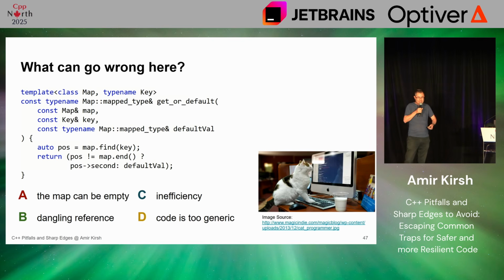So we call get all default with the map, the key, and the default value. It looks for the key in the map. If it doesn't find the key, then it returns the default value. What is your vote on the actual problem that may appear here? Maybe the map can be empty. Maybe you may get a dangling reference. Maybe there is some inefficiency, or the code is too generic.